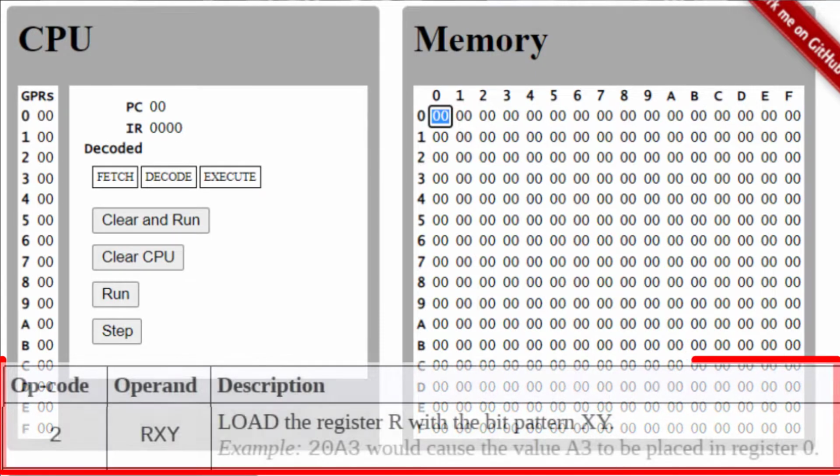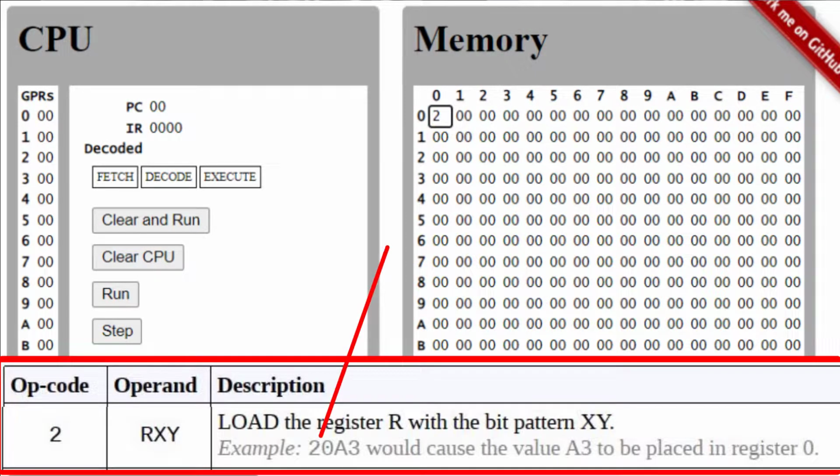So our first code would be 2, which would tell the computer we want to load a value into a register, but we don't know where yet. So our next step is to tell it which register we are going to be addressing. We're going to be addressing register 0. And the value we want to load is going to be A3.